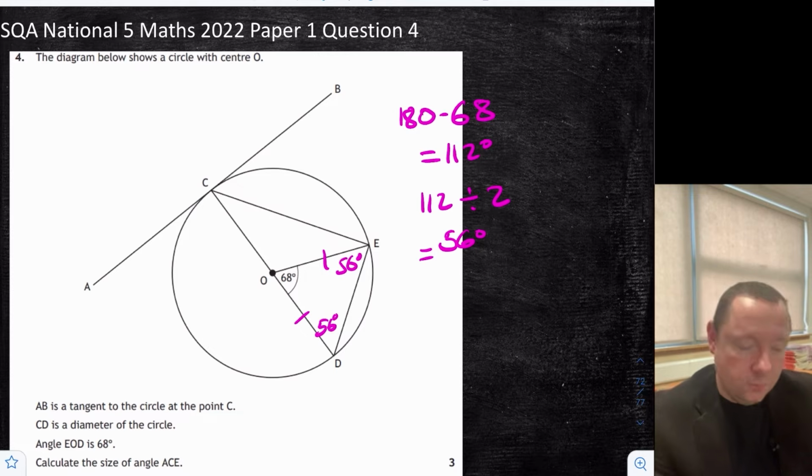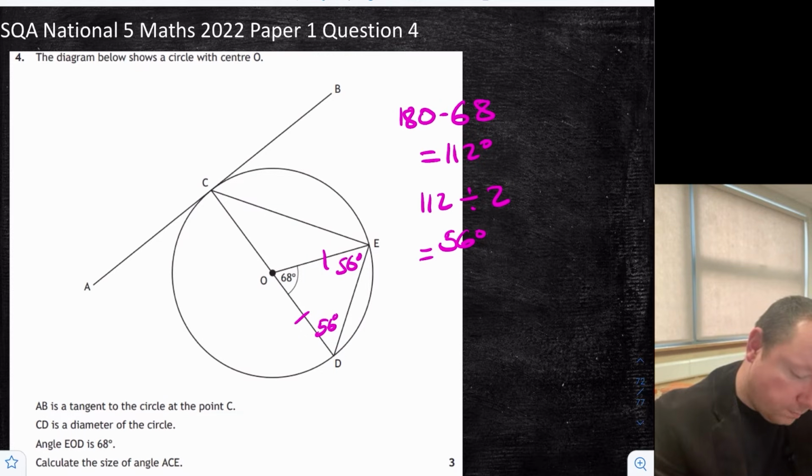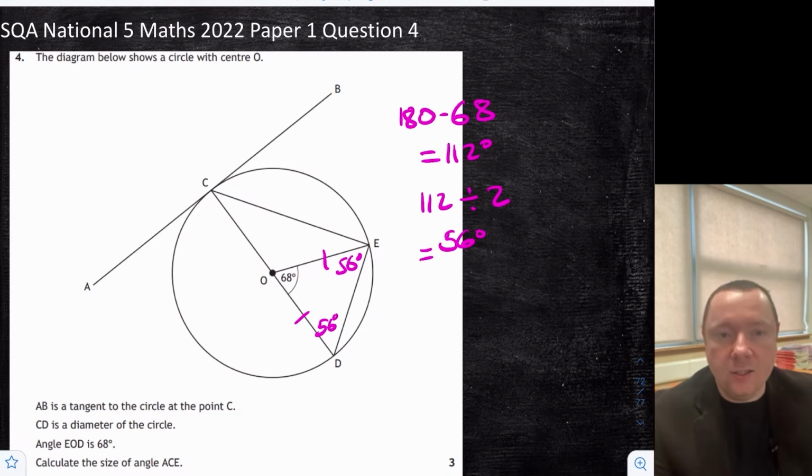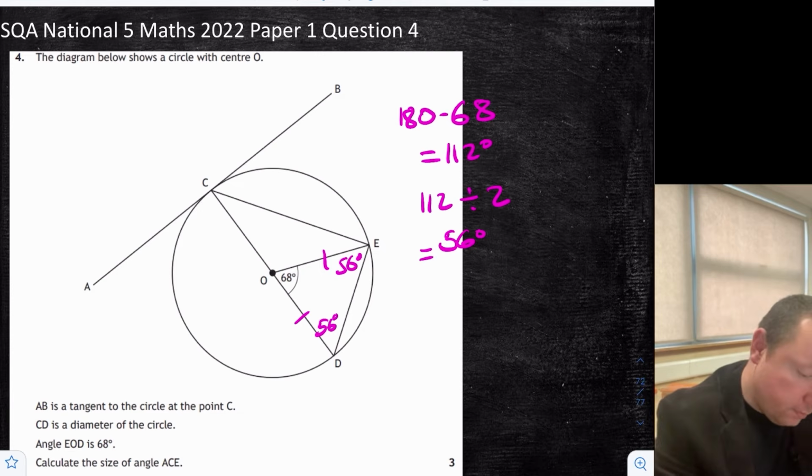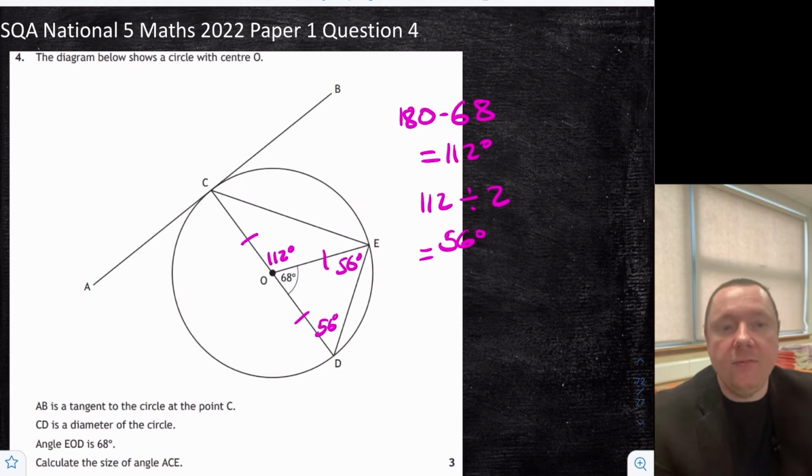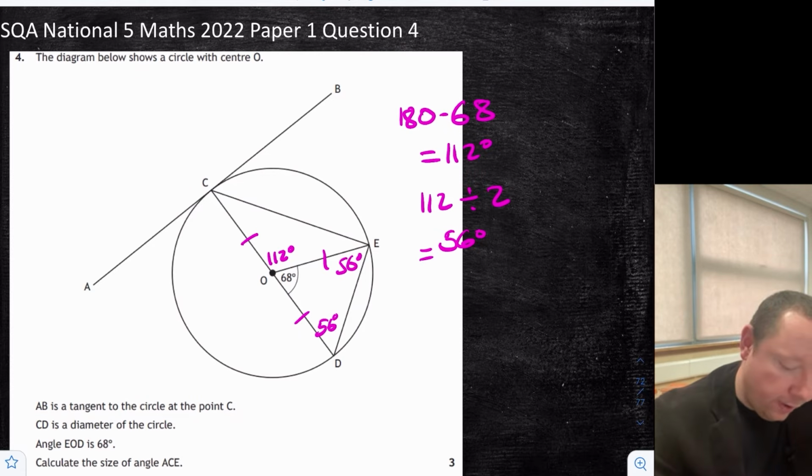Now we can move on to our next triangle. Over here, angles on a straight line add to 180. So 180 minus 68 is 112. And again, you should be able to see that that's an isosceles triangle on this side as well. So you can do 180 minus 112 to get 68, and then divide that by 2 to get 34. So you get 34 degrees up here.